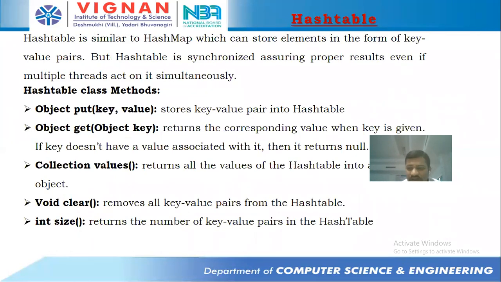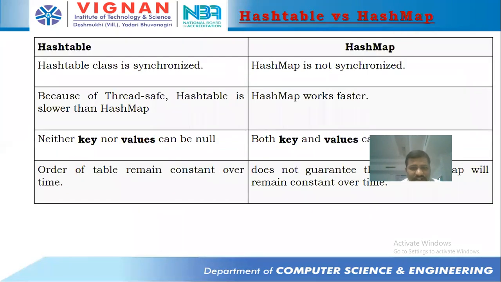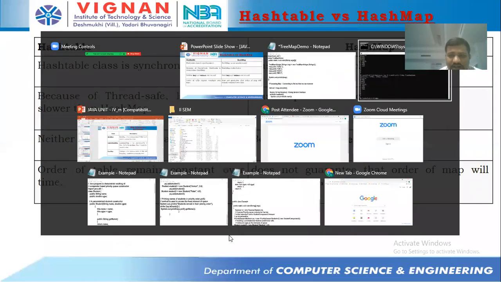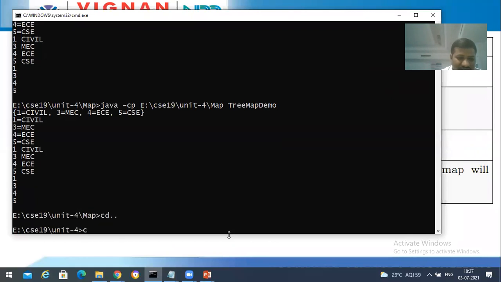Now another type of legacy class is Hashtable. This Hashtable is similar to HashMap, which can store the elements in the form of key value pairs. And Hashtable is synchronized, assuring proper results even when multiple threads act on it simultaneously. The same put and get methods are there. So the difference between Hashtable and HashMap is that Hashtable is synchronized, while HashMap is not synchronized. Hashtable is thread safe, while HashMap works fast. The order of the table does not guarantee that the order of the map will remain constant over time, right?